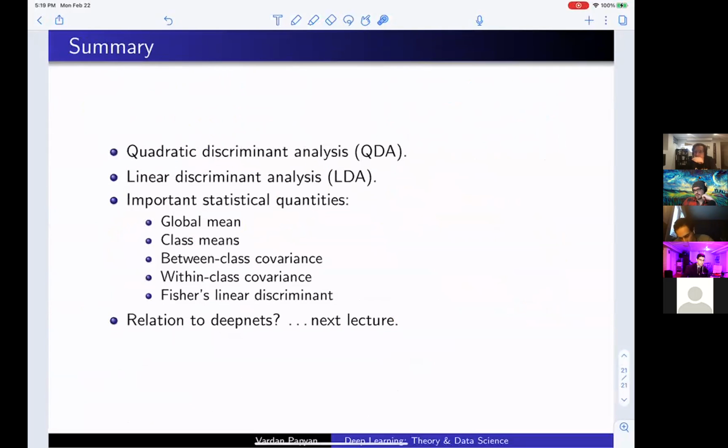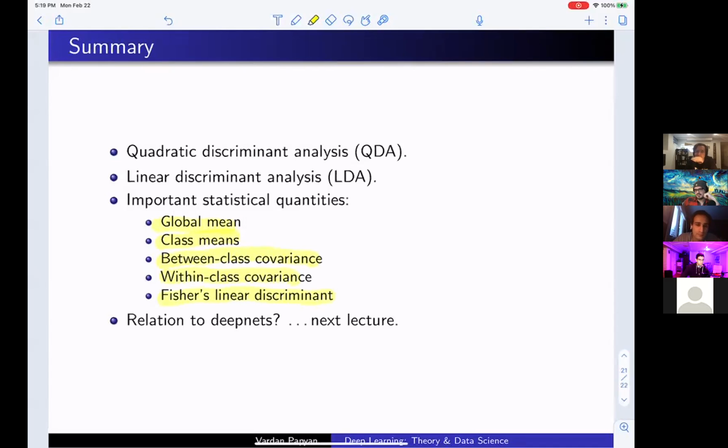So, to summarize, we've seen the quadratic discriminant analysis algorithm. We've seen how it reduces to linear discriminant analysis if you make the homoscedasticity assumption. We've seen some important statistical quantities, and that's the thing you should really take away from this lecture, because these quantities will be appearing in the next few lectures again and again.